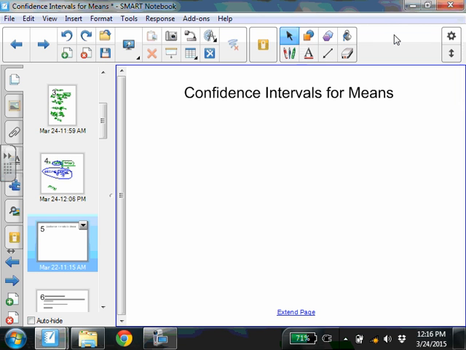So today we're going to be talking about confidence intervals for means. It will be a lot like what we did yesterday when we were talking about confidence intervals for proportions, just with a small twist. Some of the things will be the same and some things will be a little bit different when we start talking about means.